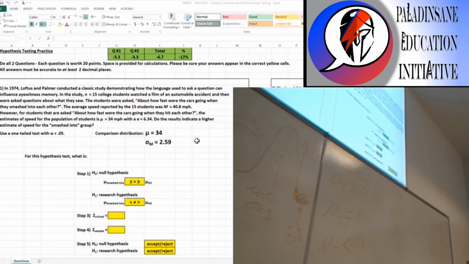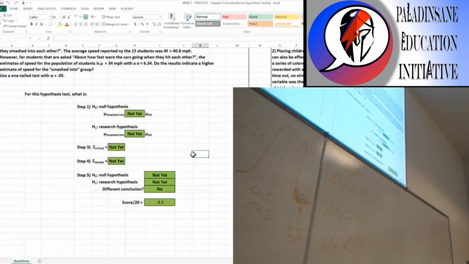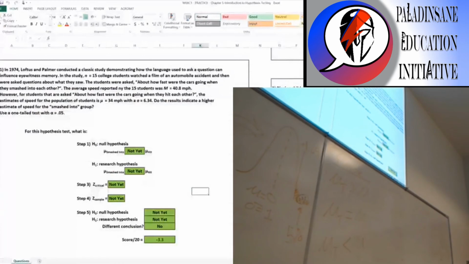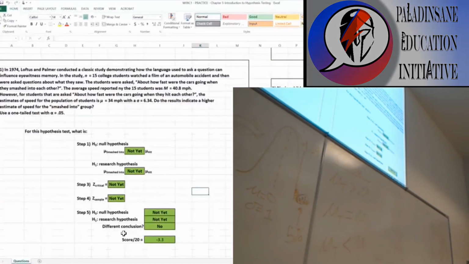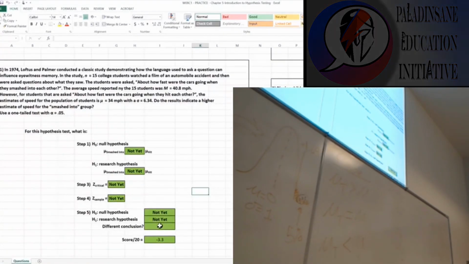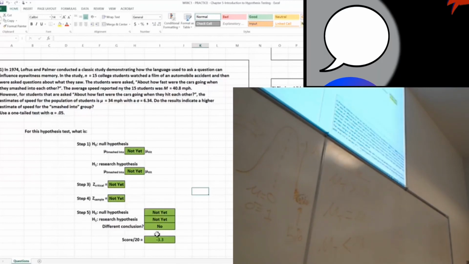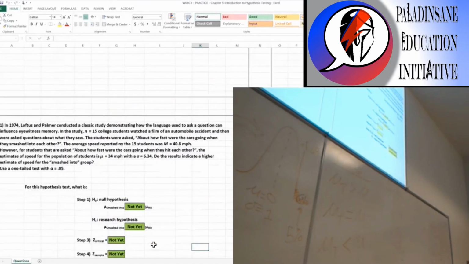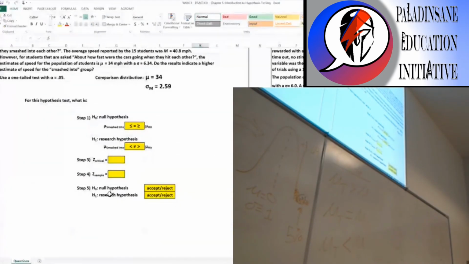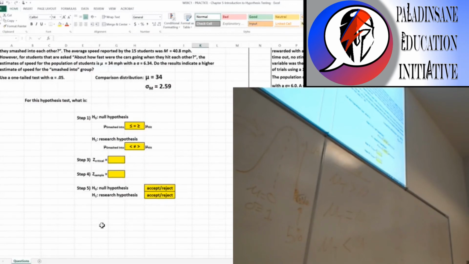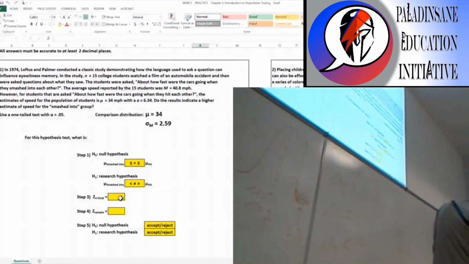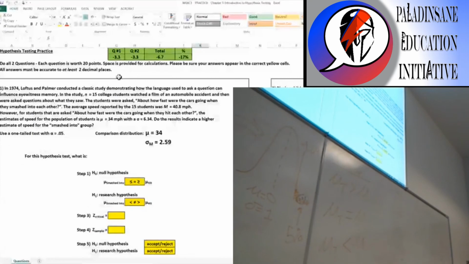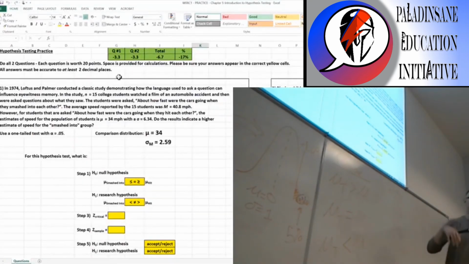Importantly, you'll notice there are points here for different conclusions. To get full points on these questions, your conclusions have to be different. If you accept both the null and the research hypothesis, sure, one of them is right, but that does not indicate that you know how to do a research and a null hypothesis conclusion, so they have to be different for full points. All right, so practice time is officially on. As I said, call me over if you need any assistance, and let's see if we can do these in a more independent situation.